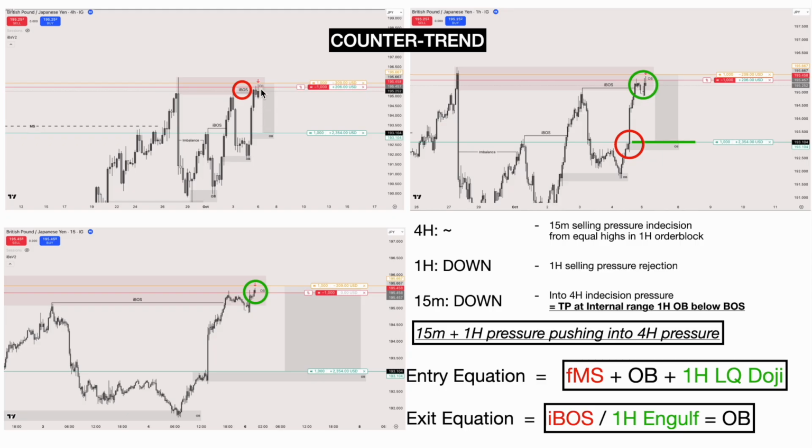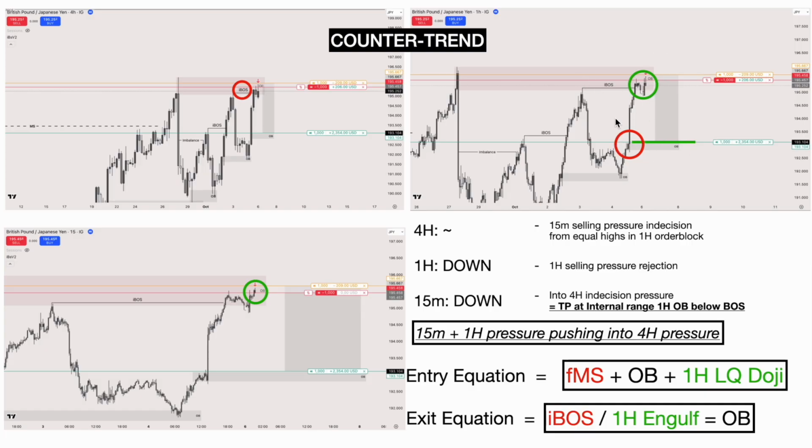We see that selling pressure just coming in, one indecision followed by a bit of a selling pressure wick, and then we can aim back down to this 1 hour institutional zone order block where we see a lot of pressure coming in. Okay, and what we are looking at is 15 minutes plus 1 hour pressure pushing into 4 hour pressure. Take profit at internal range 1 hour order block below the breaker structure.